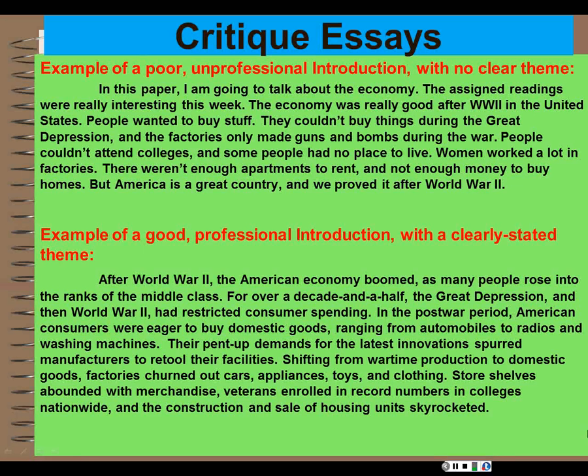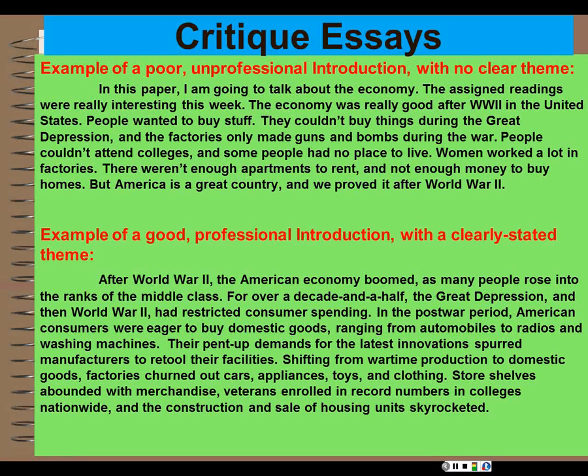After World War II, the American economy boomed as many people rose into the ranks of the middle class. For over a decade and a half, the Great Depression and then World War II had restricted consumer spending. In the post-war period, American consumers were eager to buy domestic goods, ranging from automobiles to radios and washing machines. Their pent-up demands for the latest innovations spurred manufacturers to retool their facilities.